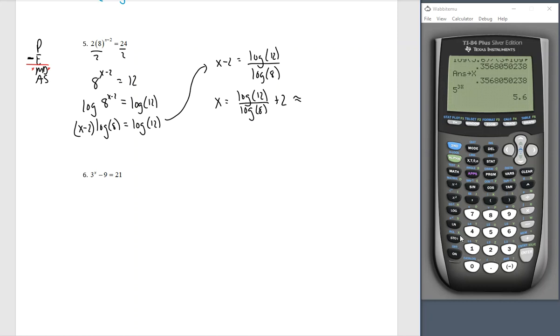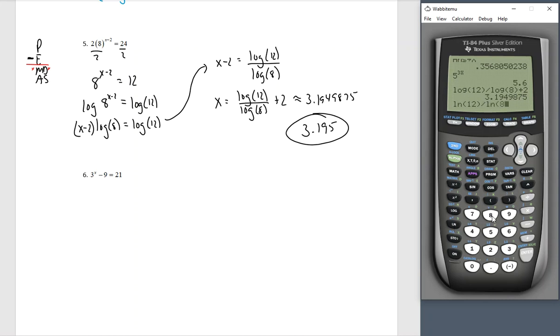And what is our answer now? We have the log of 12, close the parenthesis, divided by the log of 8, close the parenthesis, add 2, and we get 3.1949875, rounded to 3 decimal places. That's 3.195. And again, we could check it. Hey, check this out if we're going to check something. I could do natural log instead. Natural log of 12 divided by the natural log of 8. And then I can add 2. And I get the exact same answer.